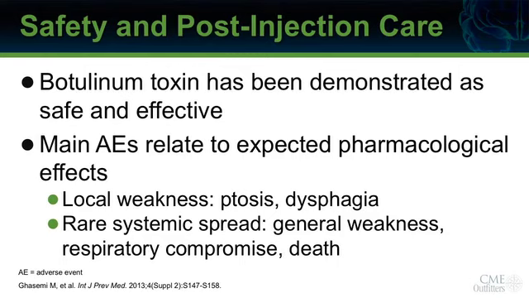So for example, local spread when injecting around the eyes can cause ptosis, in the neck, dysphagia, because of spread to neighboring muscles. There's rare cases of systemic spread resulting in generalized muscle weakness, respiratory compromise, and in very rare cases, particularly children getting very high doses, deaths have been reported. And this results in a black box with all the botulinum toxins in the label.